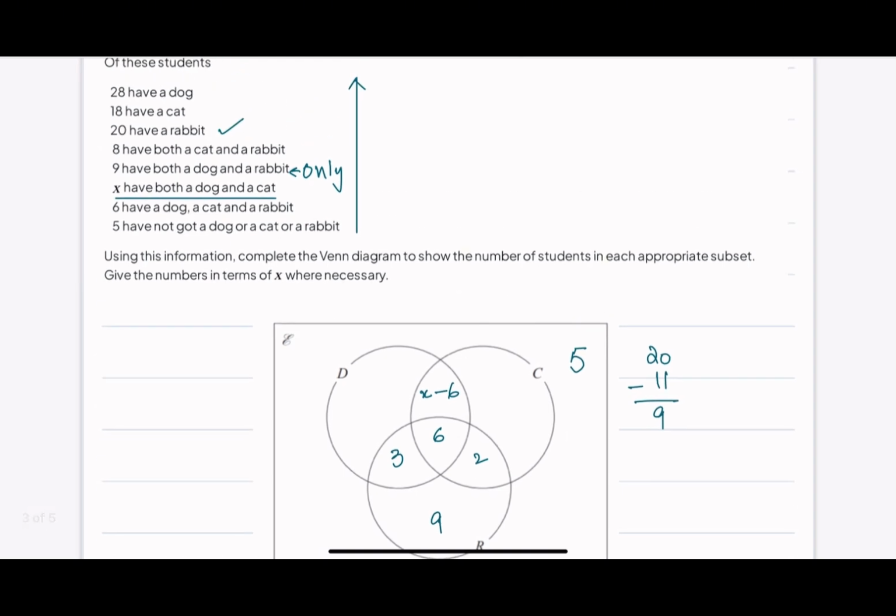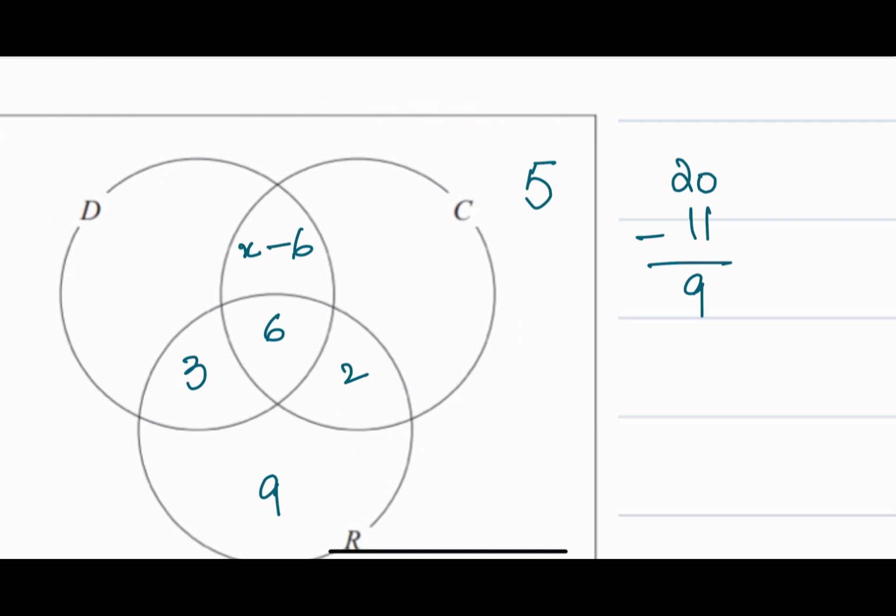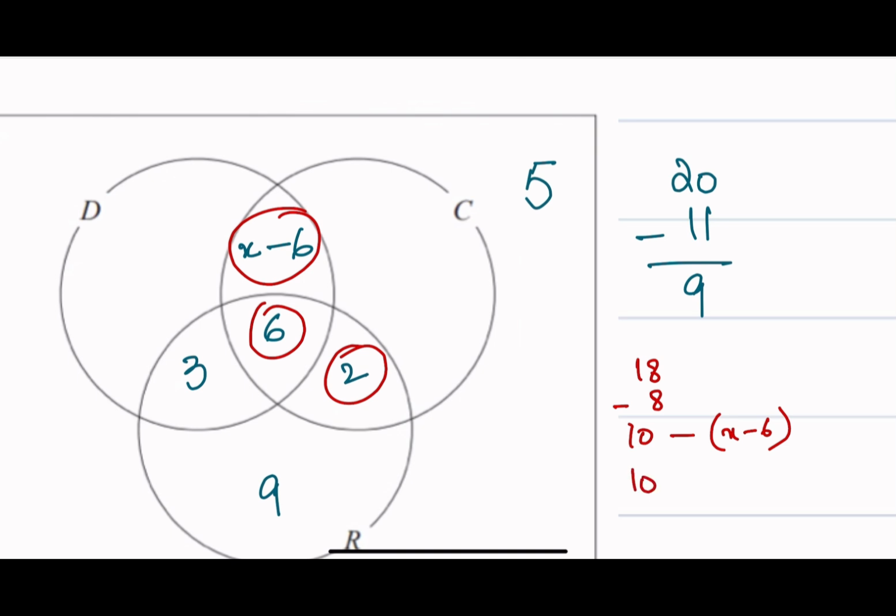18 have cat. So 18 minus 8 for these two, 6 and 2, 8, and then gives you 10. And then subtracting x minus 6 from it, because this is as well in the part set. 10 minus x plus 6, which gives you 16 minus x.